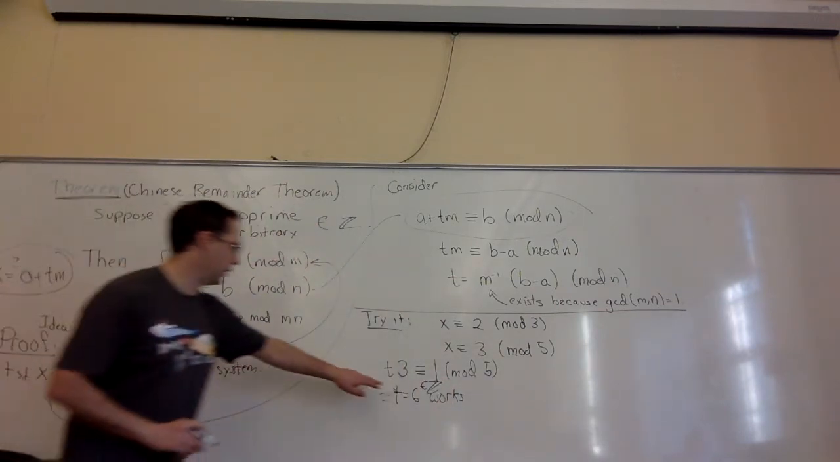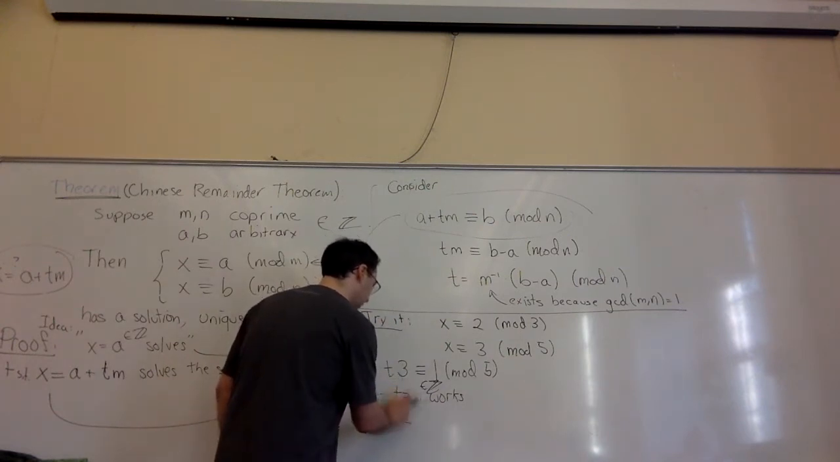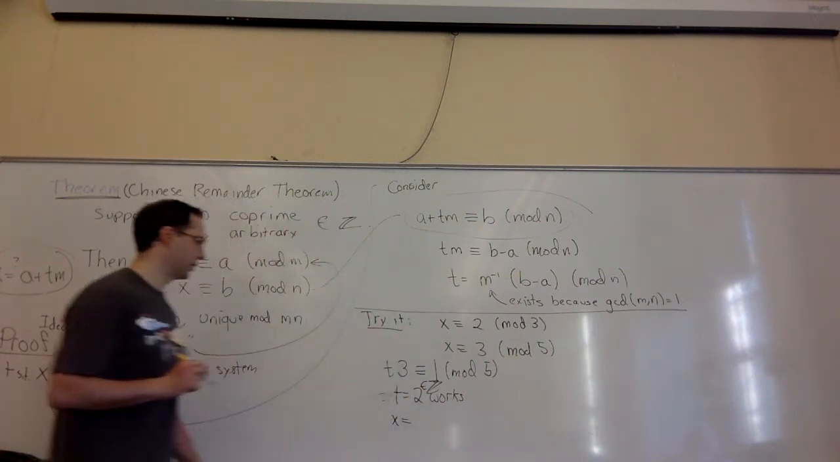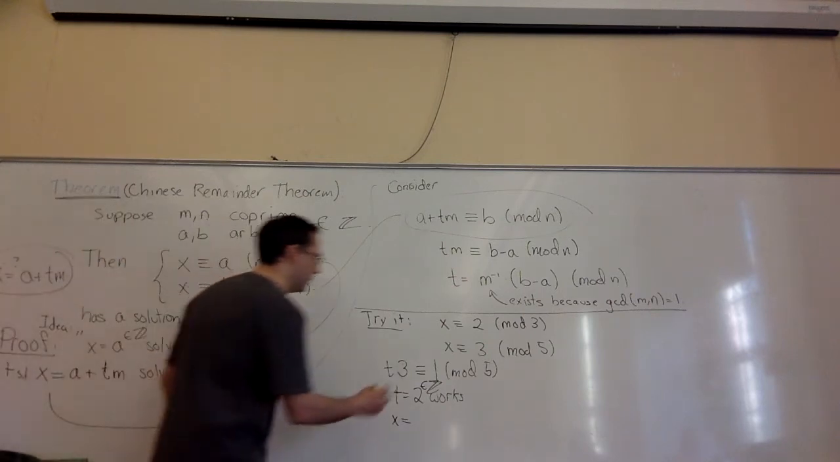And now our x, you mean t equals 2. Yeah, I don't know why I read that. 6. That's so good. Okay, t equals 2 works. T equals 6 does not work. That would be 18, which is not 1 mod 5. Thank you. So x is now a plus t times m.